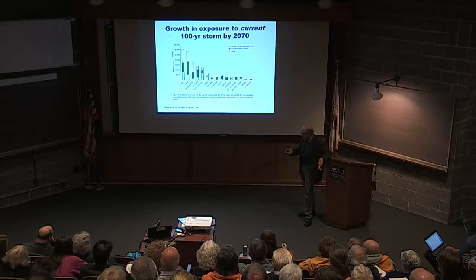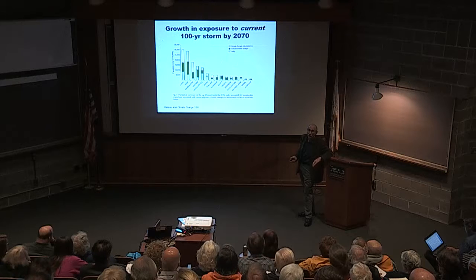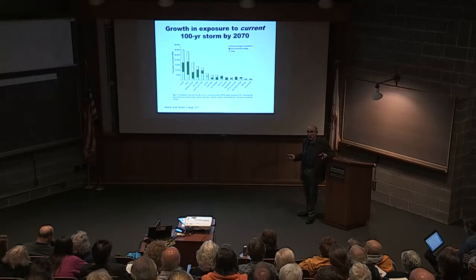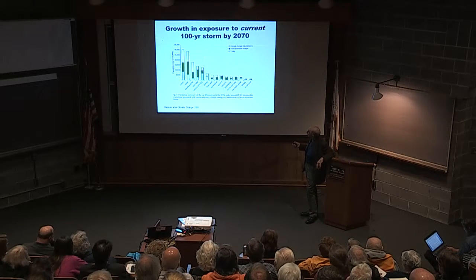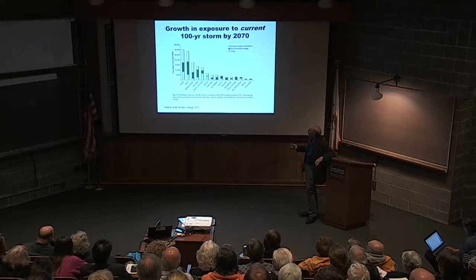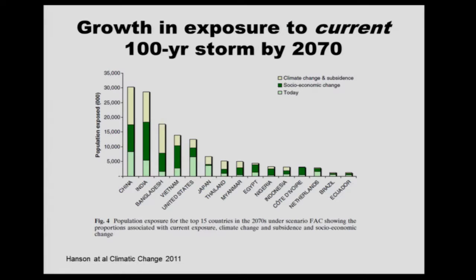And this is not just a U.S. problem. This is a problem all over the world, and it is not just due to climate change. This figure, these bars, show you what's called the exposure. In this case, the number of people that will be vulnerable or floodable if we get today's 100-year flood 55 years in the future when sea level is a few feet higher. China, India, Bangladesh, Vietnam, US, etc.